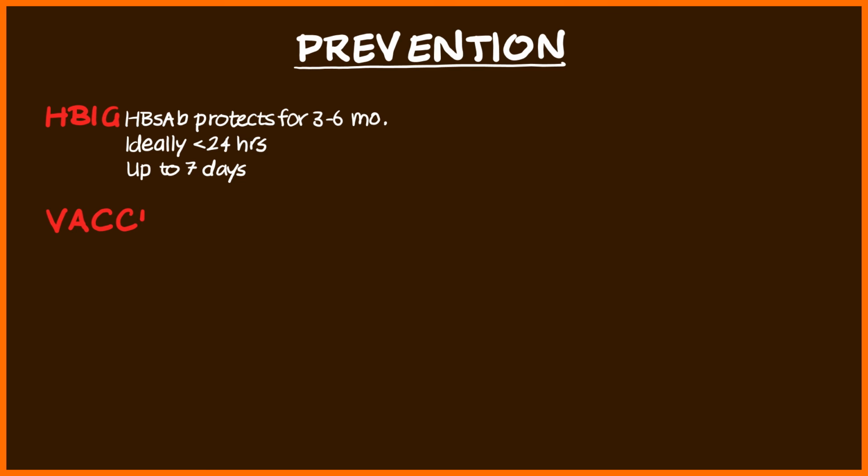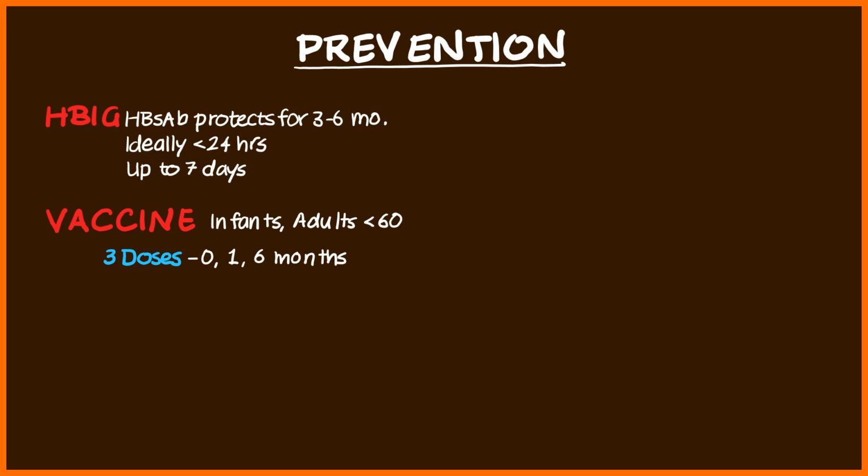There is a vaccine, so we're very fortunate to have this hepatitis B vaccine. You give this to infants at the time of birth and all adults less than 60 years old. It consists of 3 doses, so you give it at 1 and 6 months after the initial dose. Some patients do need boosters, and these are specifically individuals who are on hemodialysis or have a weak immune system. So these patients get a 4th dose.